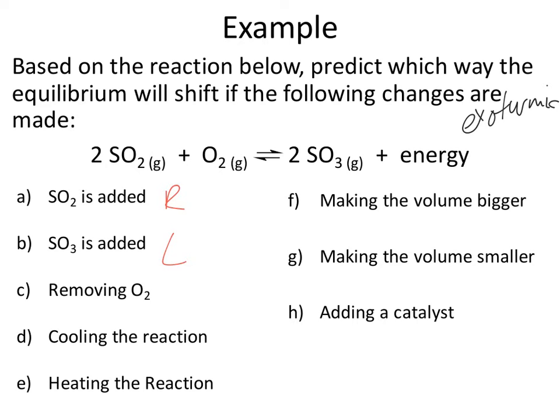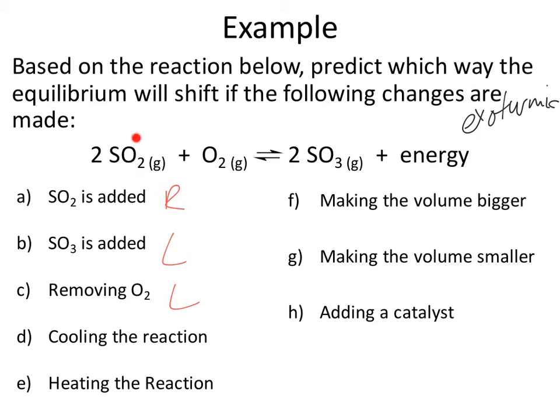If we remove oxygen, so we have a way of siphoning it out, then again, what we're trying to do is that our forward direction will be a lot slower than our reverse direction, and so these SO3s would eventually create more of this. So we would see a shift to the left, so that we would recreate this oxygen and we'd also create more SO2 at the same time.